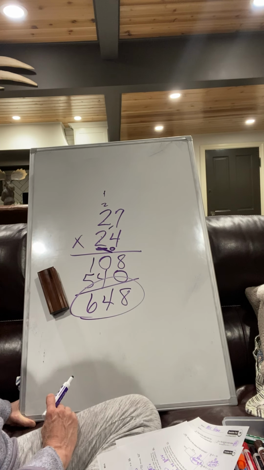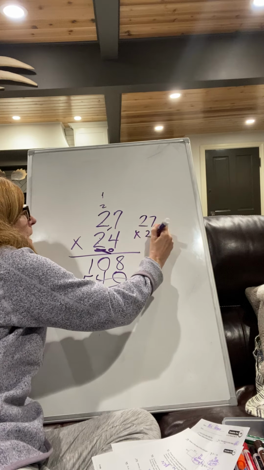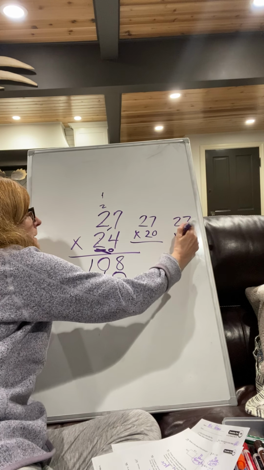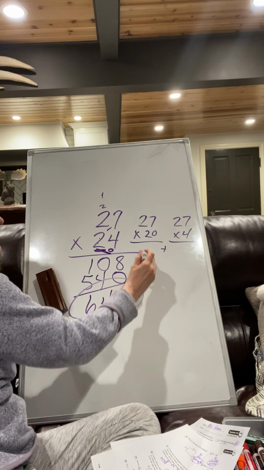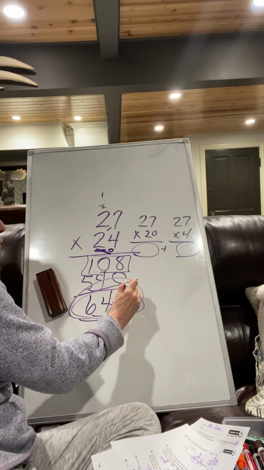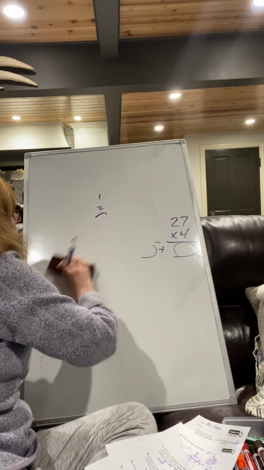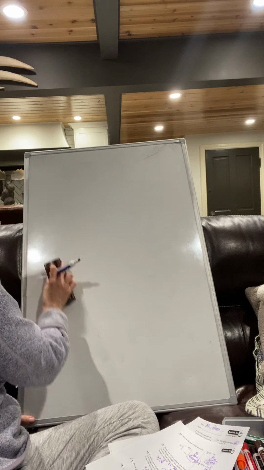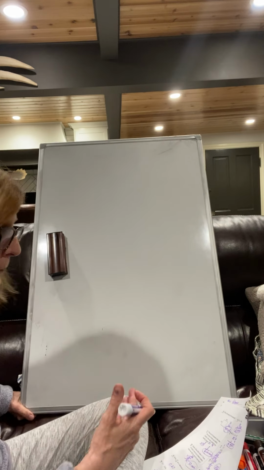$648. Again, to check it, if you want to do 27 times 20 and 27 times 4, if you add those together, you should get this answer because that's exactly what we're doing, okay? Sometimes it's just confusing stacking them like that. But you can check yourself until you're real comfortable doing that.